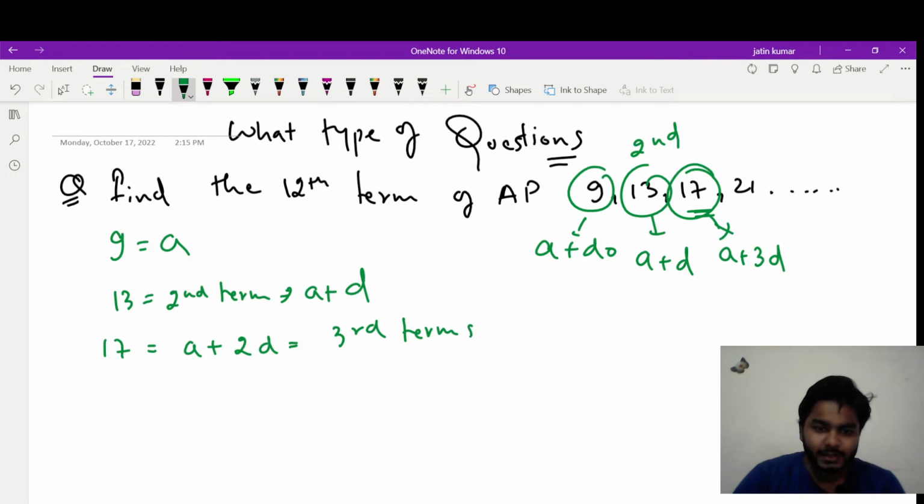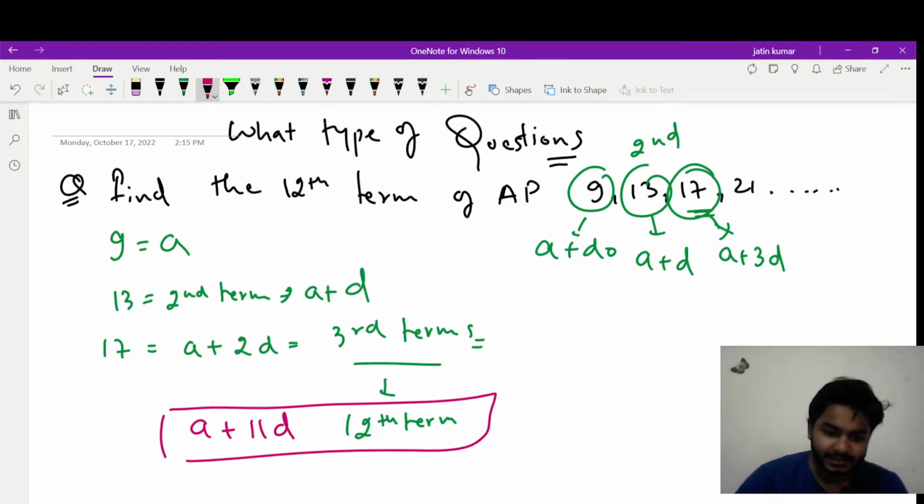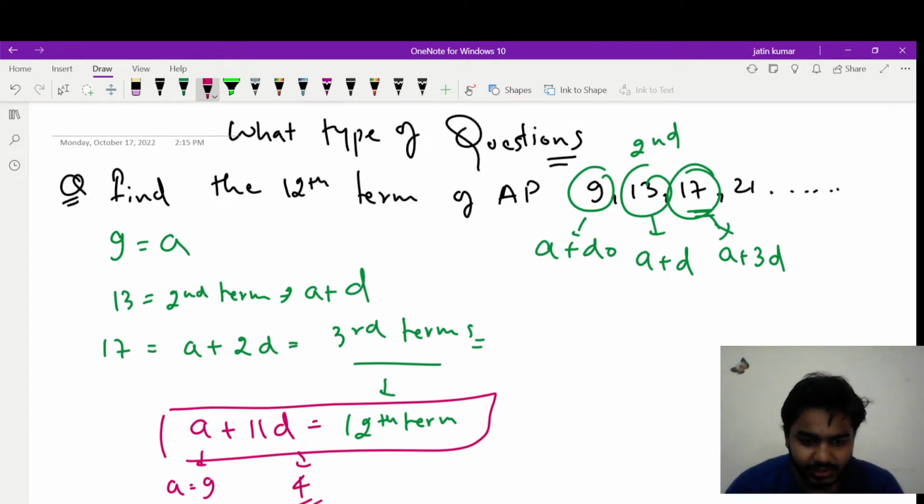Similarly, we need to find the 12th term. Can we write the 12th term as a plus 11d? Yes, we can write. This is the 12th term only, and we need to find the 12th term only. So we will get the values of a and d from the AP itself. So a is 9, this is the first term, and d is the difference between every two consecutive numbers. 13 minus 9 is what? 4, so d is 4. So let's put the values and find the 12th term.